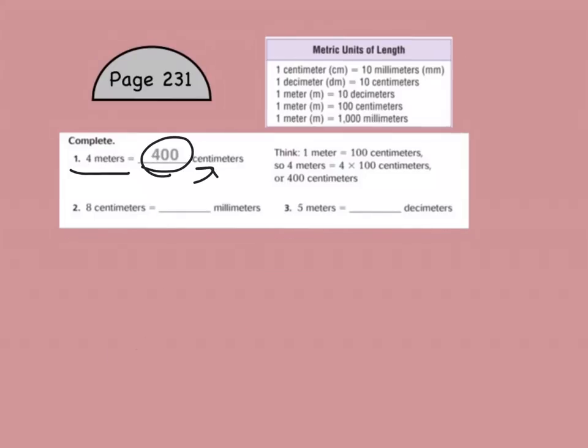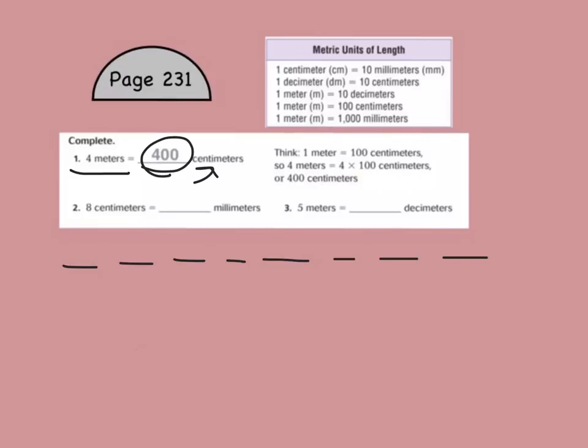Let's go ahead and take a look at number 2. Number 2 is saying 8 centimeters equals how many millimeters? So I'm going to go ahead and draw my model. I'm going to represent 8 centimeters by drawing 8 blanks. 1, 2, 3, 4, 5, 6, 7, 8. And as I look in my chart, I can see millimeters versus centimeters is right at the top. I see that 1 of these centimeters equals 10 millimeters.